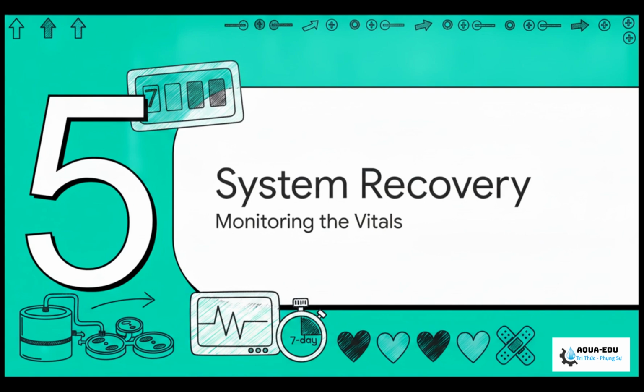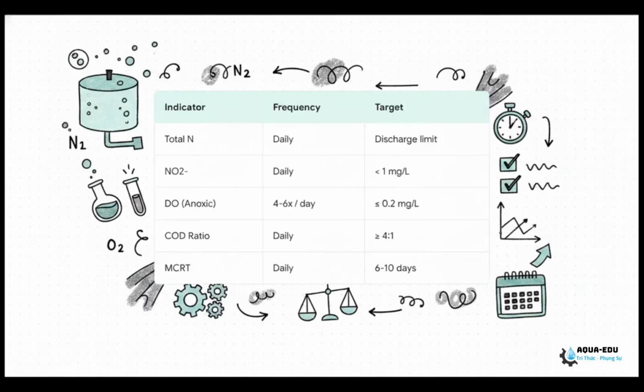Let's move into this recovery phase and see how all this builds into a stable, compliant system over a 7-day monitoring period. Because remember, just because the alarms have stopped doesn't mean the patient is totally out of the woods yet. You absolutely must track these vitals rigorously during that 7-day recovery. I'm talking daily checks on your total nitrogen, your nitrate, your COD ratio, and your MCRT. But look at that anoxic DO row right there. You need to be hitting that check 4 to 6 times a day to ensure it stays at or below 0.2 milligrams per liter. That tight DO control, that is the only way you're going to ensure that toxic nitrate stays below 1 milligram per liter.